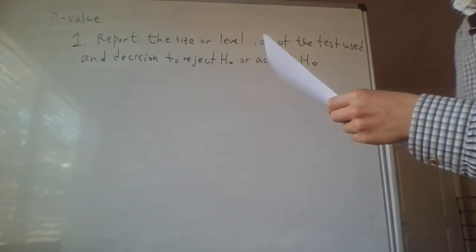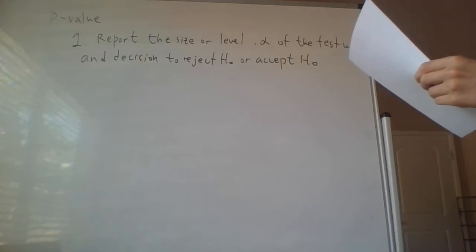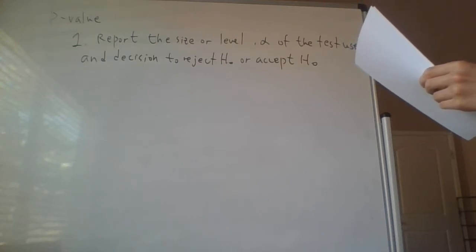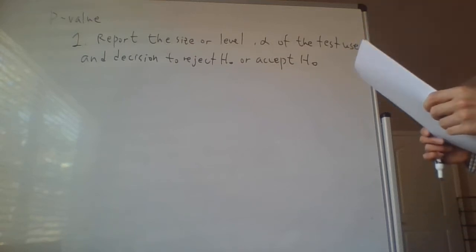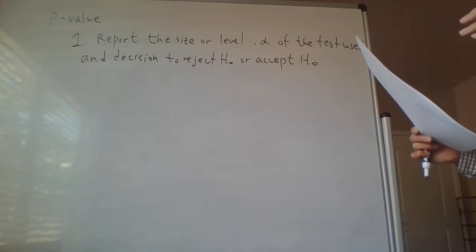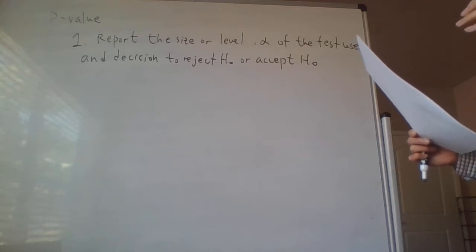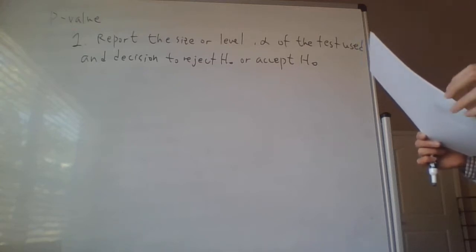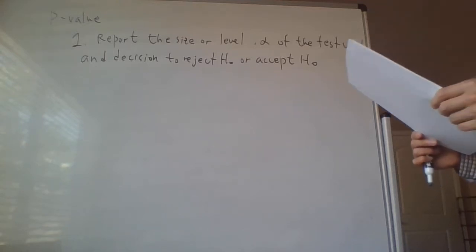The first way is to report the size or the level alpha of the test used and the decision to reject H0 or accept H0. So we set the size or level alpha of the test, and then we use this alpha to make a decision to reject H0 or accept H0 based on the test statistic.